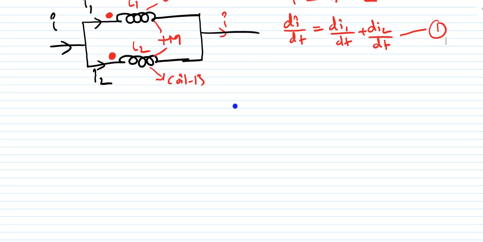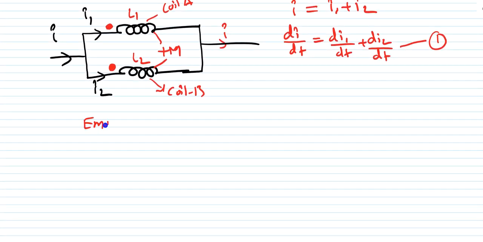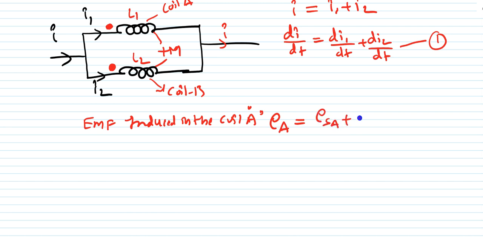Now I will find the self-induced EMF in the coil A. What is the total EMF induced in the coil A? One is the self-induced EMF, and another is the mutually induced EMF. These are the two EMFs. So what is the expression? It is nothing but L1 di1 by dt plus M di2 by dt. These are the self-induced and mutually induced EMFs in this coil that I am writing.